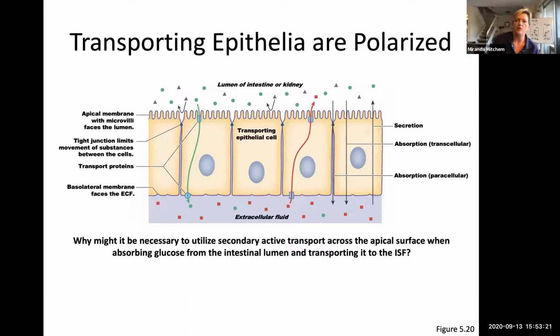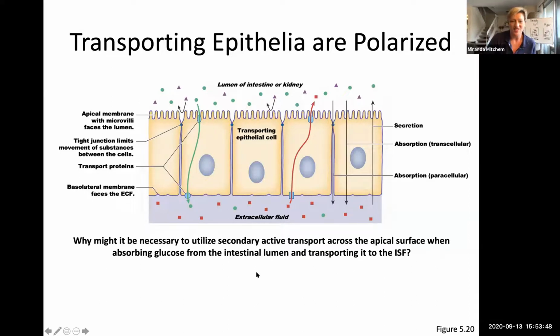So we've got a number of different transport apparatuses present on our epithelial surfaces to allow for the movement of different materials across them. So at times we're utilizing diffusion, at times there's passive transport, and then that could be either primary or secondary. It really depends upon what molecule we're talking about.